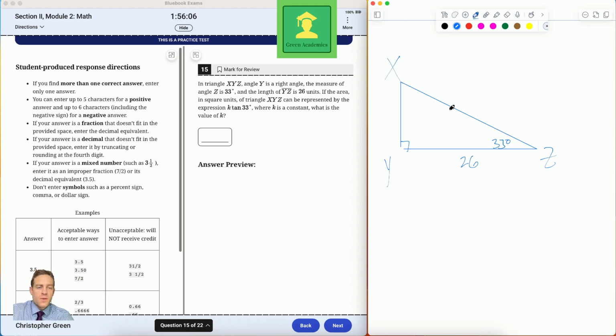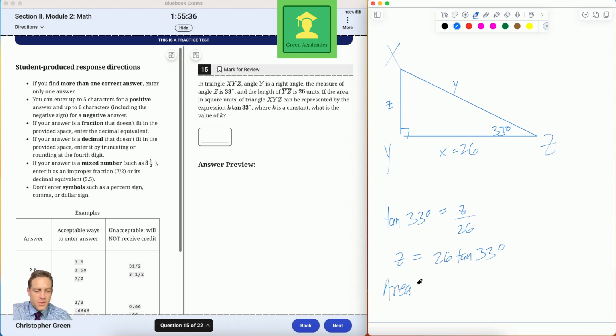Now let's be formal, using it the way you're supposed to, where the side across from the capital letter is the lowercase letter. So little x is 26, little z is the height of the triangle, and little y is the hypotenuse. The area is K tan 33. So in this picture, tan 33 degrees is z over 26. So z, which is the height, is 26 tan 33 degrees.